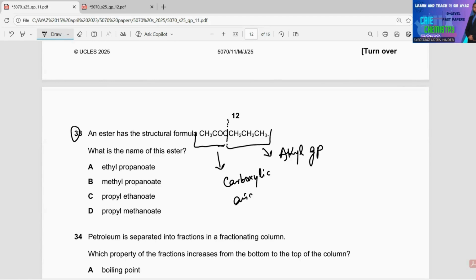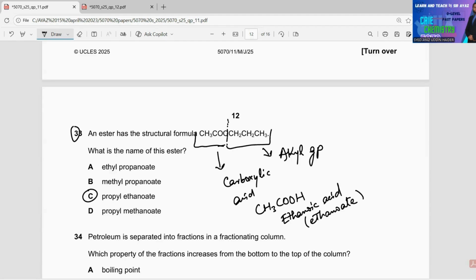So for carboxylic acid, there are two carbons. So it means it must be coming from this acid, CH3COOH. So it's an ethanoic acid. So the choices in which ethanoic acid is there will be correct. So the carboxylic acid will become ethanoate here. We have only one ethanoate here, C.